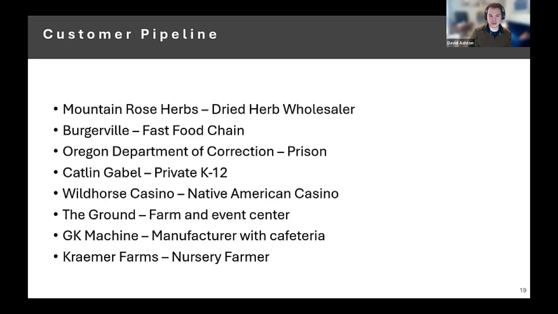So we've had interest from Mountain Rose Herbs, whose CEO is visiting, and they have a dried herb wholesaler, one of the largest in the country. Burgerville is a local fast food chain. Oregon Department of Corrections runs a lot of the prison system in Oregon, and they're visiting tomorrow. Catlin Gable is a private K through 12 school. It has about 800 students. They have their own dining service within the school.